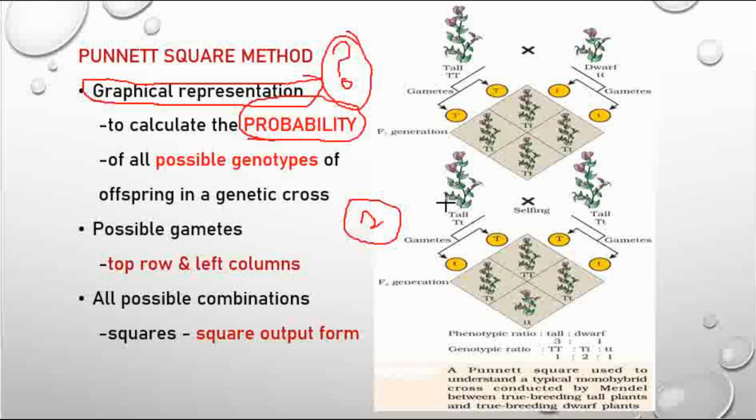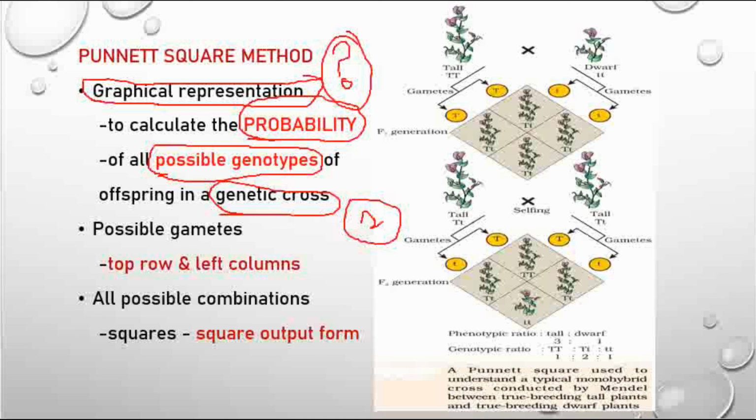In the same way, in biology, in genetics, they calculate the probability of all the possible genotypes. Here they calculate the possible genotypes of offspring in a genetic cross. So in a genetic cross, what possible genotypes we will get. That probability knowledge they used here. It's just like the head or tail you might have done in maths. And the possible gametes.